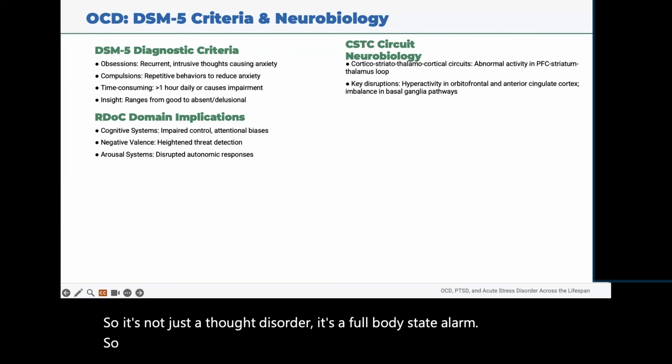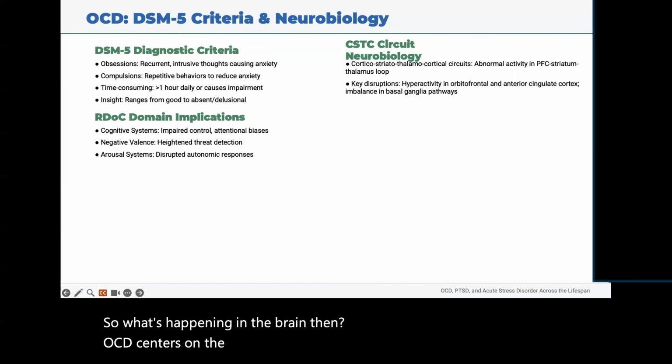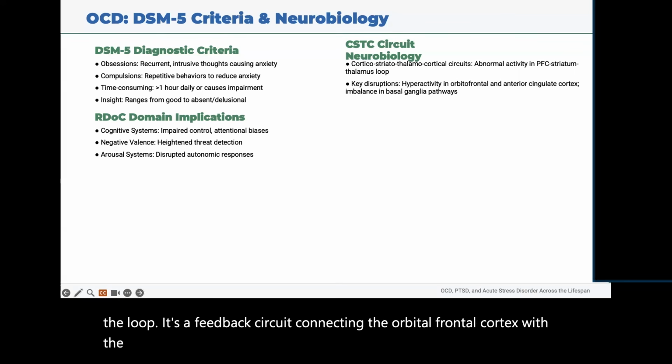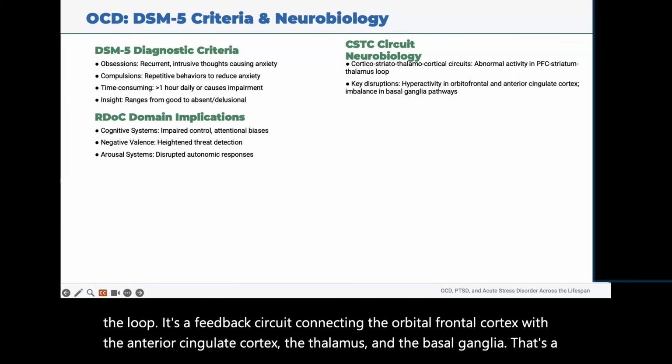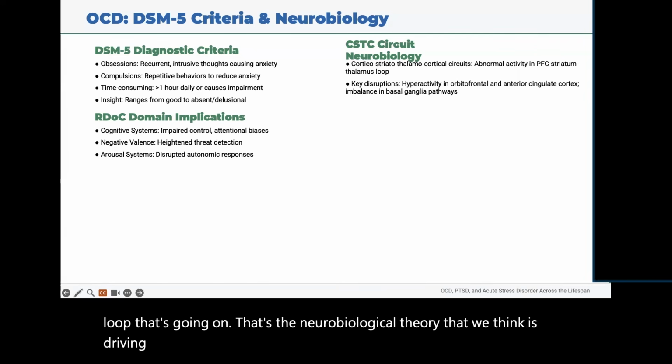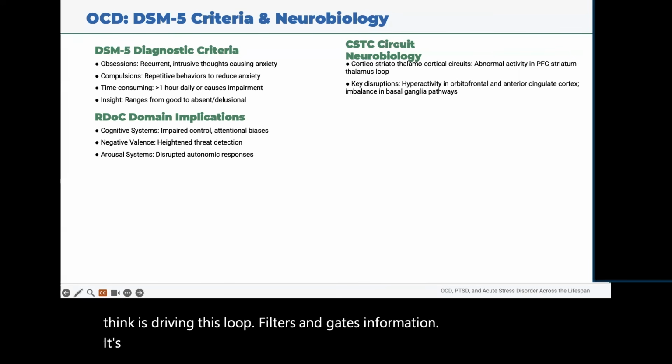So what's happening in the brain then? Well, OCD centers on the cortico-striato-thalamo-cortical loop, the CSTC. That's the loop. It's a feedback circuit connecting the orbitofrontal cortex with the anterior cingulate cortex, the thalamus, and the basal ganglia. That's a loop that's going on. That's the neurobiological theory that we think is driving this. This loop filters and gates information. It's deciding which thoughts deserve attention and which can be dismissed.